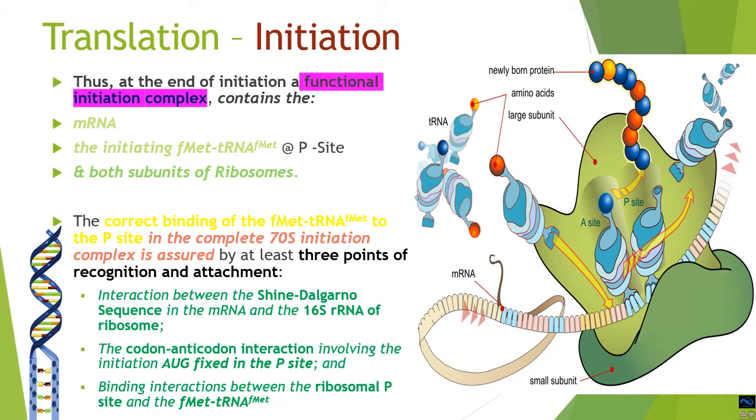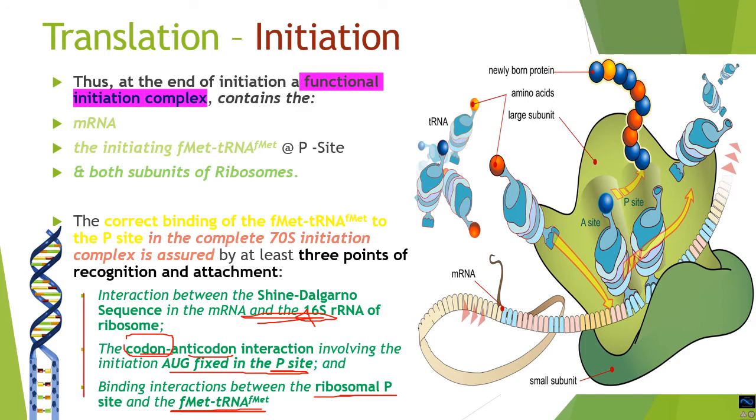First and foremost, I have already told you that this whole assembly is mediated through the interaction between the Shine-Dalgarno sequence in the mRNA and the 16S rRNA of the ribosome. In the previous lecture, I have shed light on this. Then there is a codon and anticodon interaction, which means that the tRNA fMet anticodon recognizes the initiator AUG codon, and it is fixed at the AUG at the P site. And then finally, the interactions between the ribosomal P site itself and the fMet-tRNA fMet.